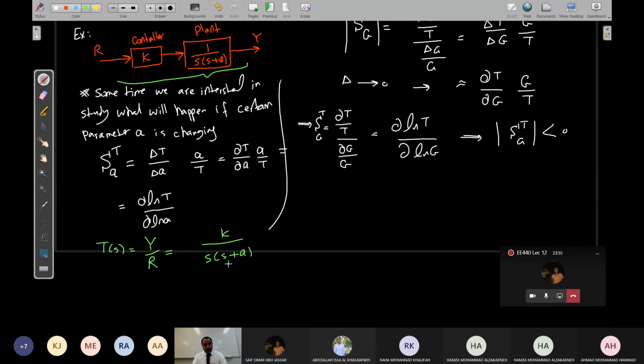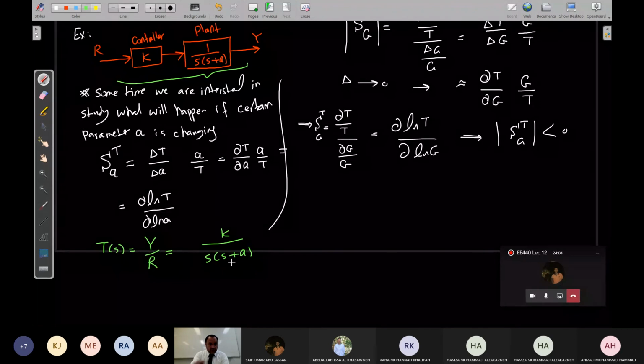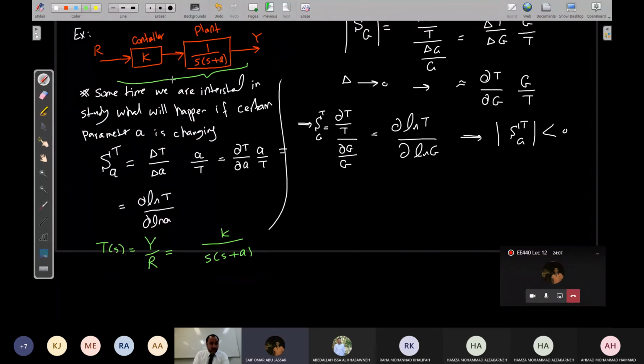So did I connect a feedback? No. There's something else if I'm telling you that this is a feedback control system. This one is not. Now here you have the R, and here you have the Y. So the definition of the closed loop transfer function is the relation between the output over the input. Yes or no? So Y over R equal to K over s multiplied by s plus a.